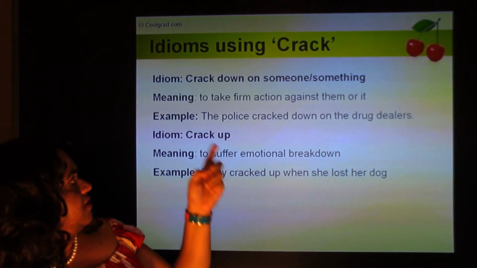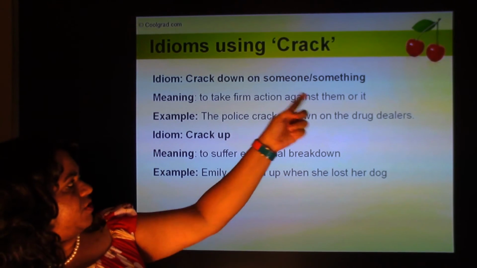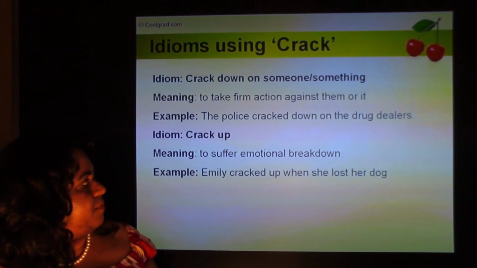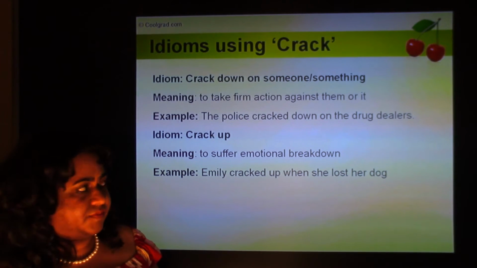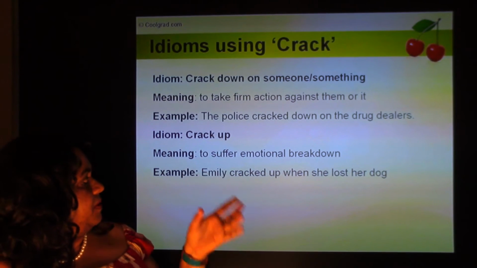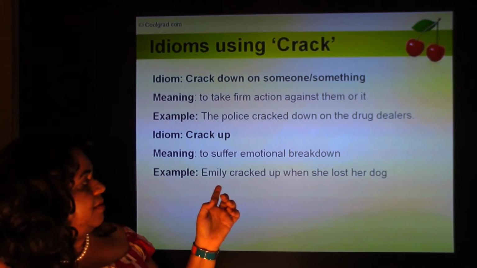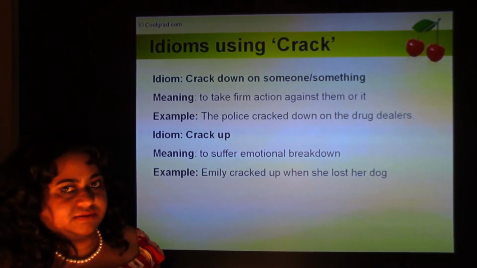Idioms using crack. For example, crack down on someone or something means to take firm action against them or it. Example, the police cracked down on the drug dealers. Idiom to crack up, meaning to suffer an emotional breakdown. Example, Emily cracked up when she lost her dog.